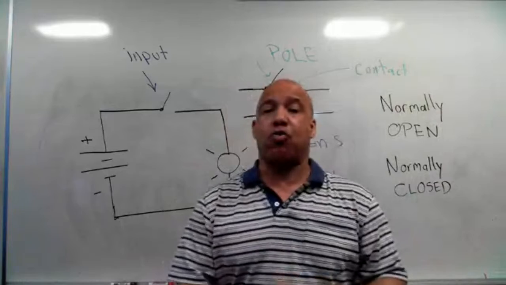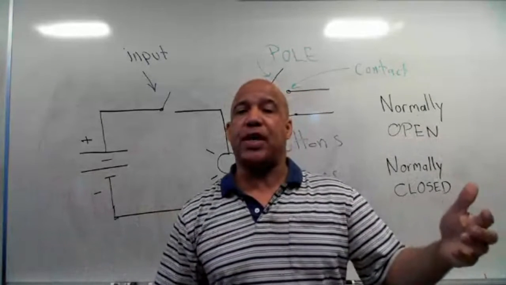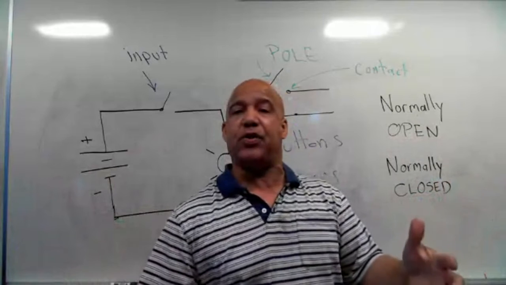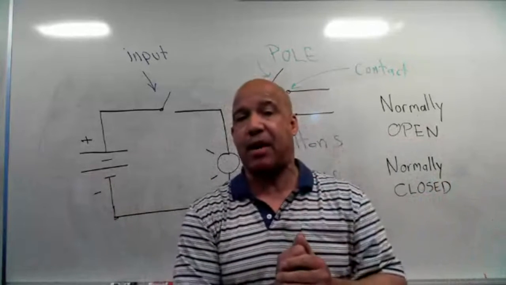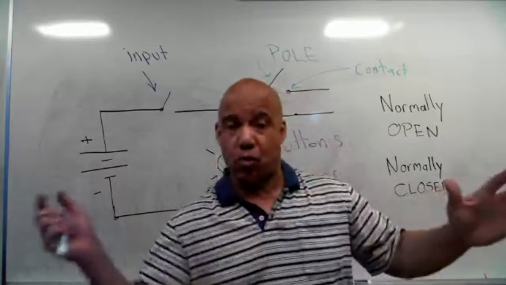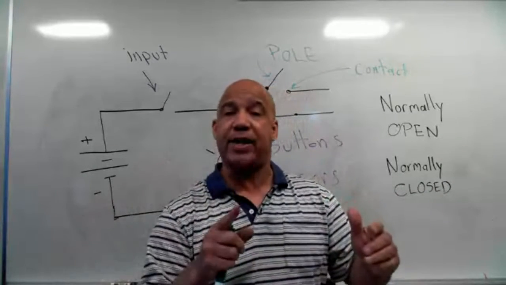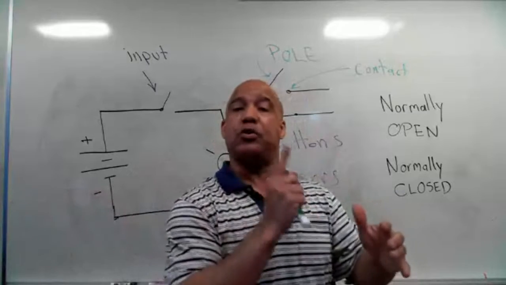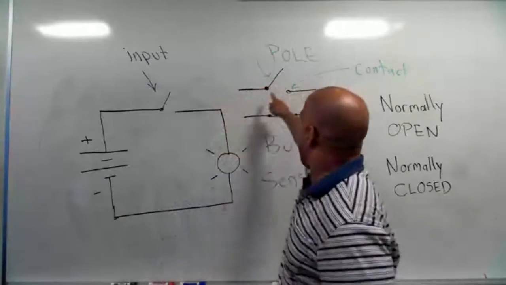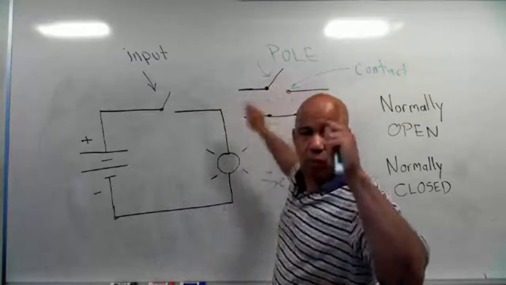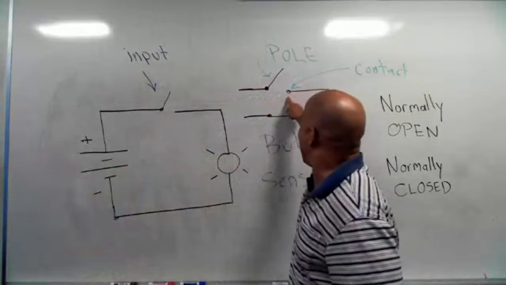Now there's this term called the throw, like you throw a baseball. The throw of a switch is the number of ways you can move the pole to touch a contact. Let me say that a second time. The throw of a switch is the number of ways you can move the pole to touch a contact. I have a single pole here, and I can only move that pole one way to touch the contact.